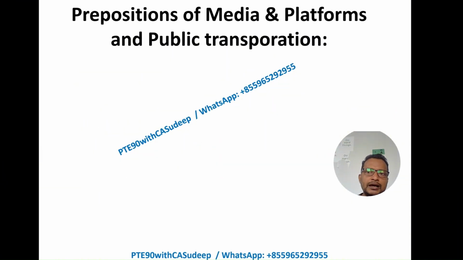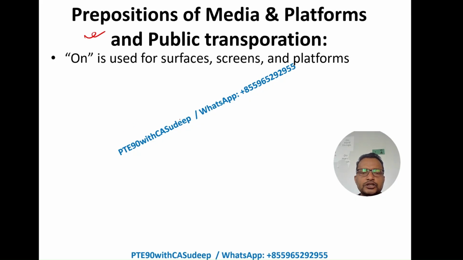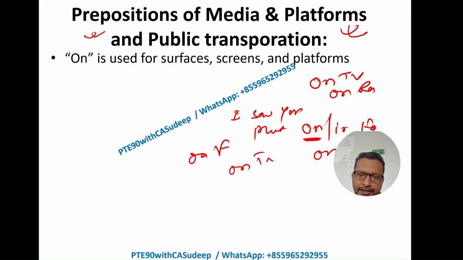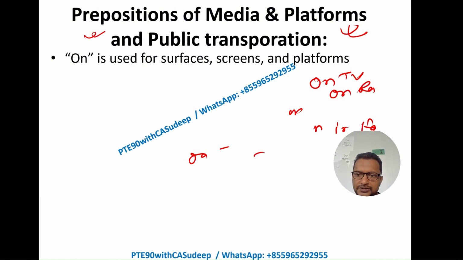So, prepositions for media, platforms, and public transportation. This is the most important one, right? For example, on is used for surfaces, screens, or platforms. Let's say I saw your photo on Facebook. It is on Facebook. So for media or platforms, you always put on, like on TV, on radio, on Twitter, on Facebook, on Tinder, right? If you are using media platforms, then use on. Screens or stuff like that, on. So this is important, guys.